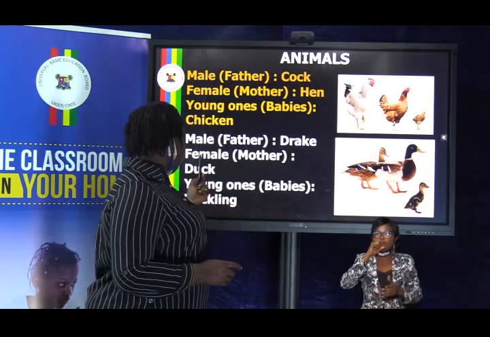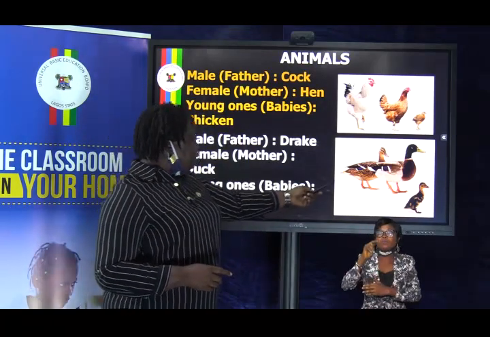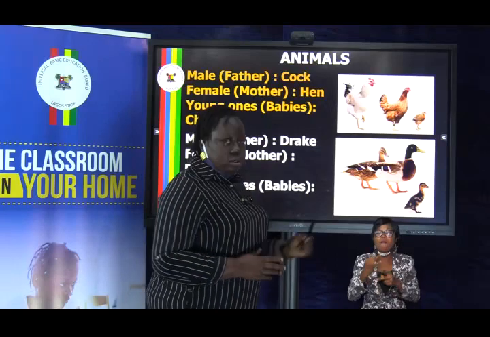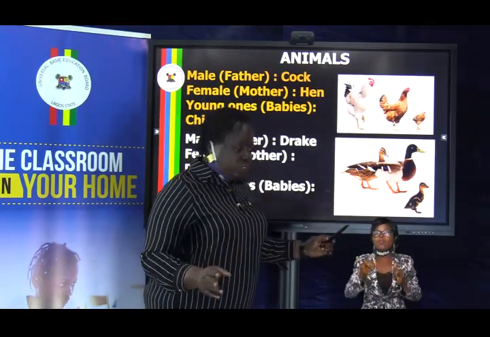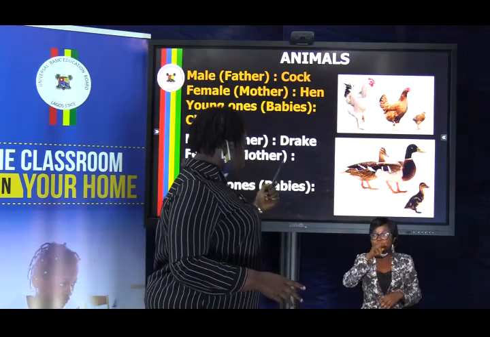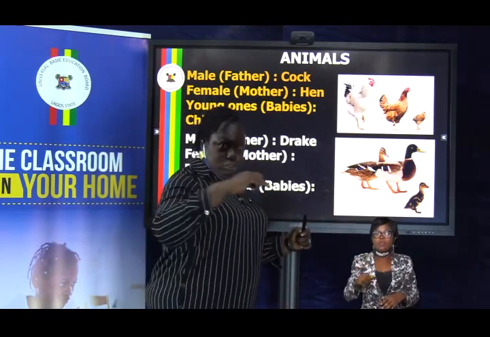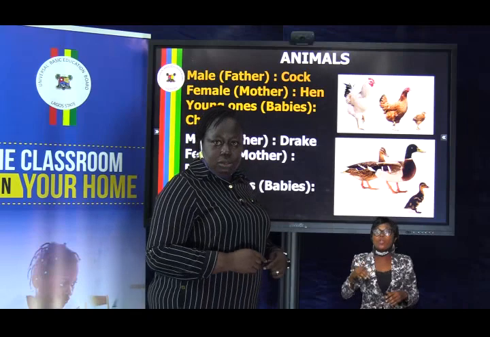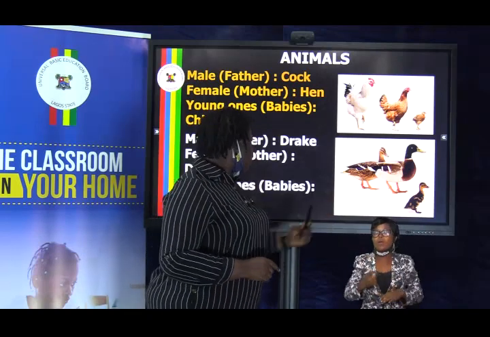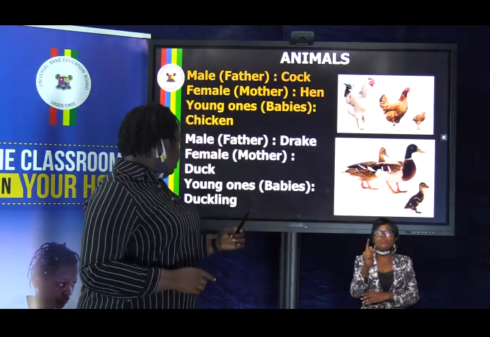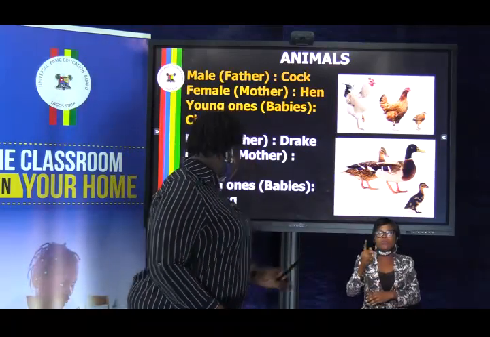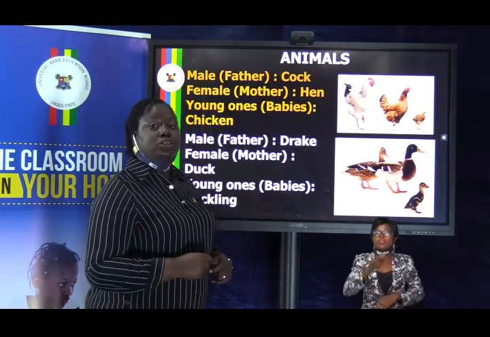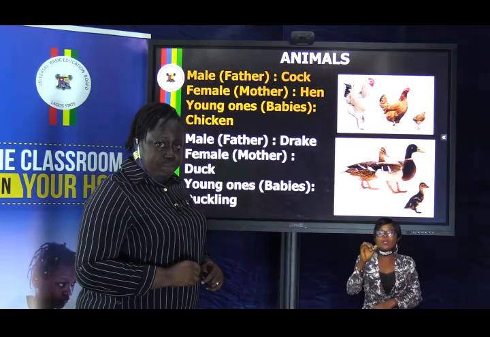Then, another type of bird is the duck. Generally, we call them the duck. But the male duck is not called a duck. It's called a drake. It's called what? Drake. While the mother, the female, is called the duck. And the baby or the babies are called the duckling or ducklings. Are you there with me?